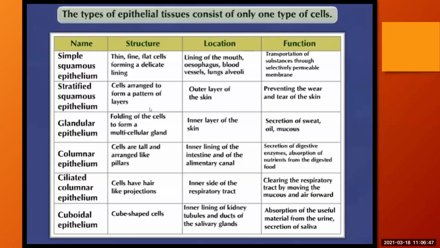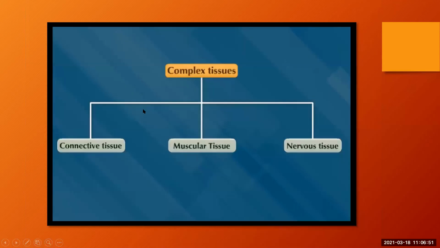Okay, now let's study about the complex tissues. Now complex tissues are of three types. First is connective tissue, second is muscular tissue, and third is the nervous tissue. Now let's study one by one. So let's begin with the connective tissues.